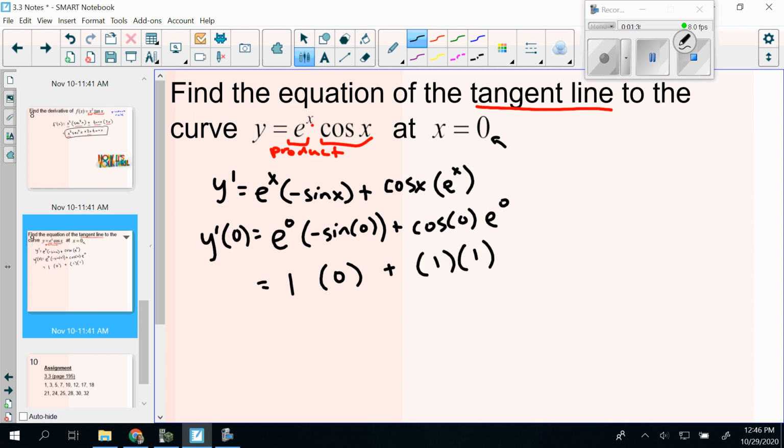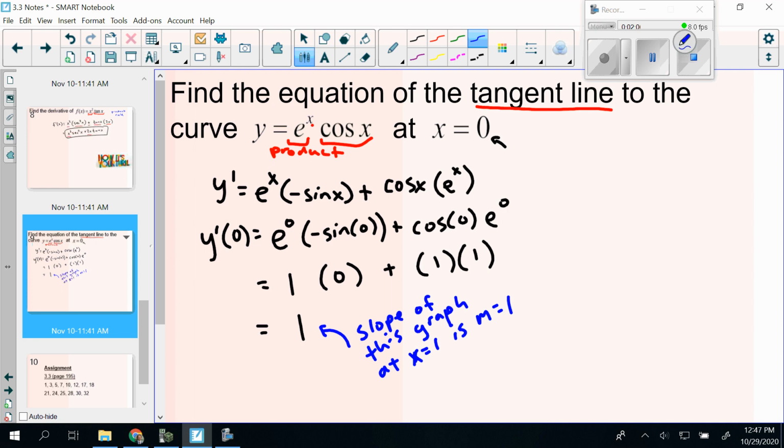And so it looks like our derivative at 0 comes out to be 1. And what that tells us is the slope of this graph at x equals 0 is 1. Slope is 1. So that helps us in our pursuit of our tangent line.